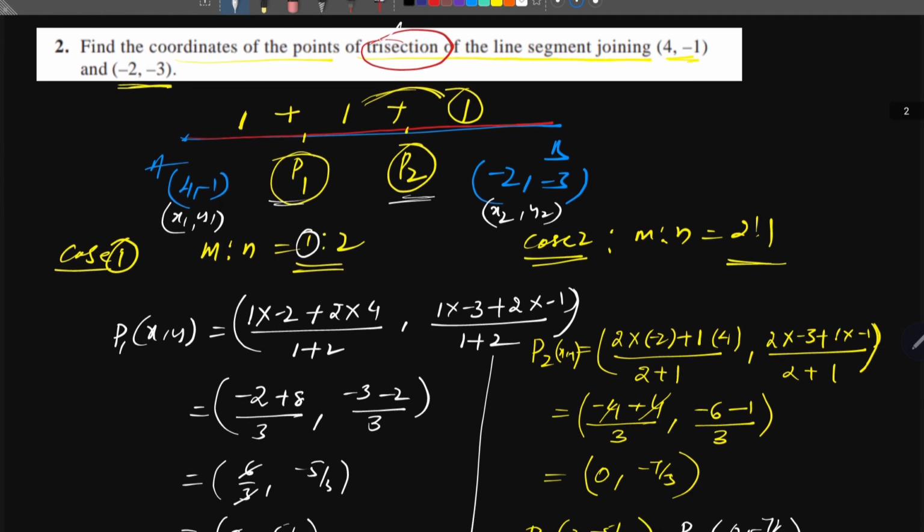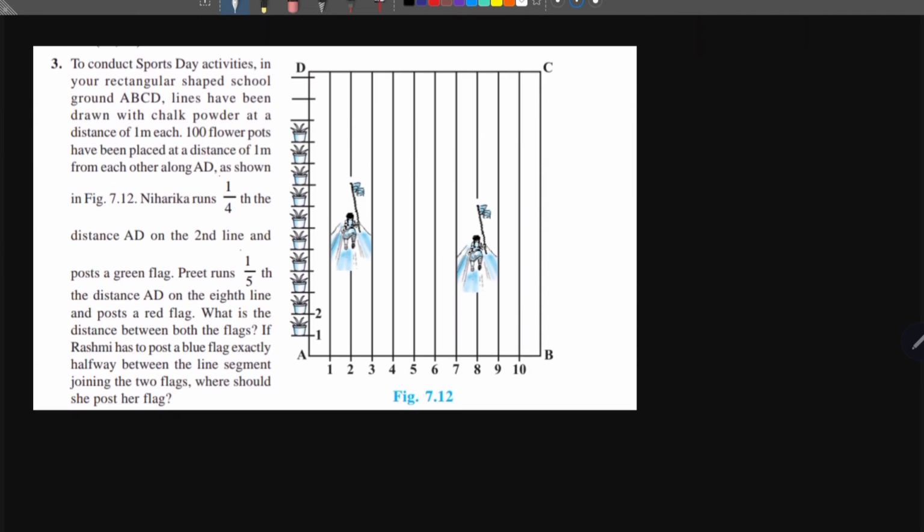Okay, we'll move to the third question. Question number 3: to conduct sports day activities in a rectangular shaped school ground ABCD, lines have been drawn with chalk powder at a distance of 1 meter each. So this is imagined as a rectangular shaped garden ground actually. In this ground, every 1 meter distance we have to draw with chalk powder. So each one is 1 meter apart.